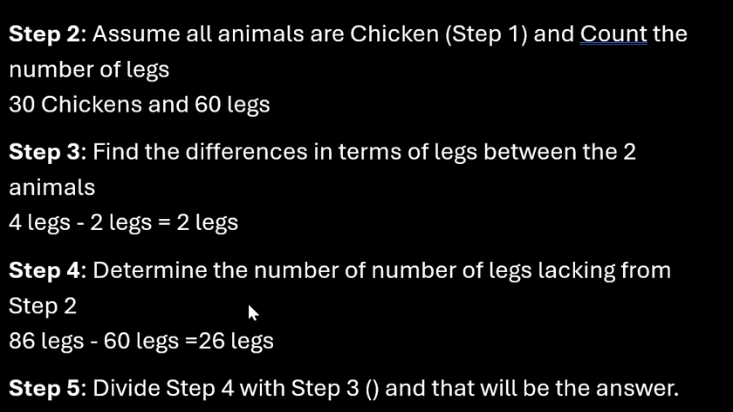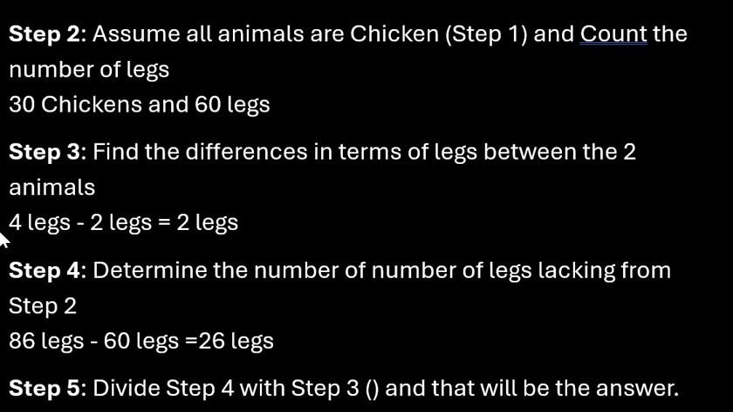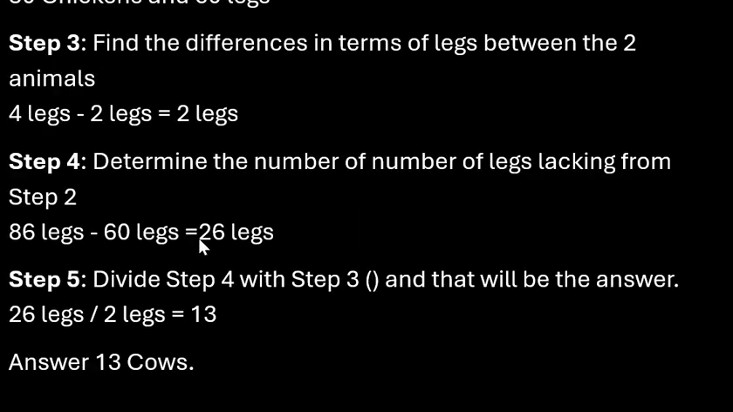Step 4, determine the number of legs that is lacking from step 2. In step 2 I counted 60 legs, assuming all chickens. But in the farm, we know there's a total of 86 legs. So the difference is 86 legs minus 60 legs, which is 26 legs. Where do these 26 legs come from? They must have come from the cows. So we take 26 legs divided by the difference of 2 legs, so it's 13. The answer is 13 cows.